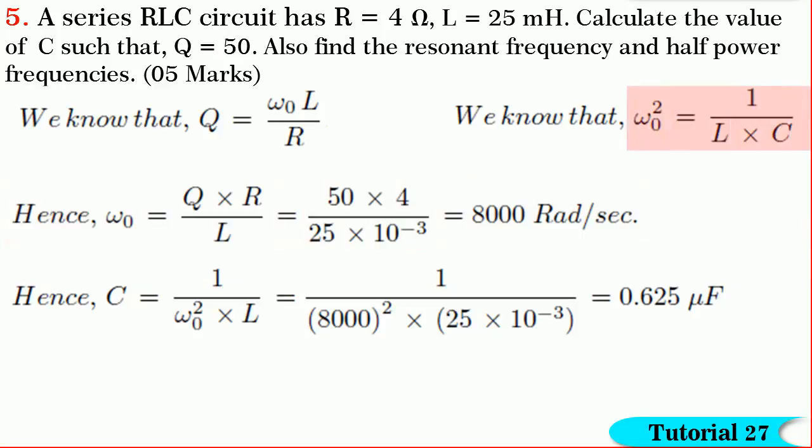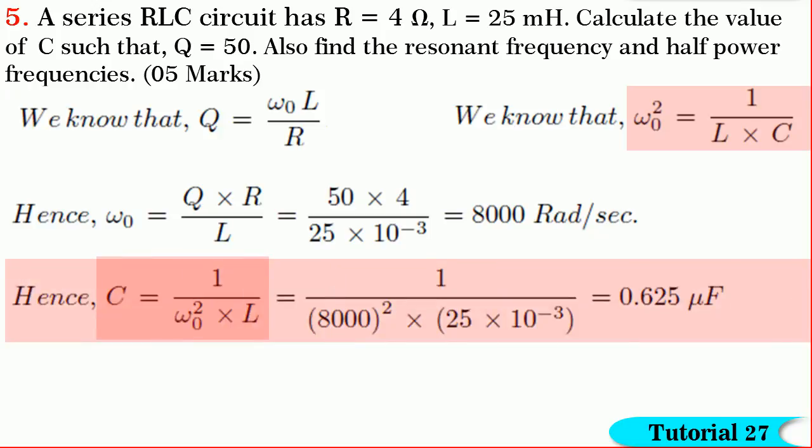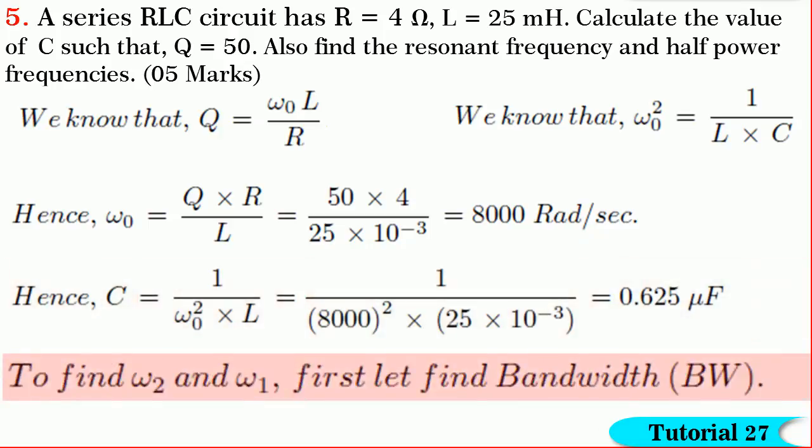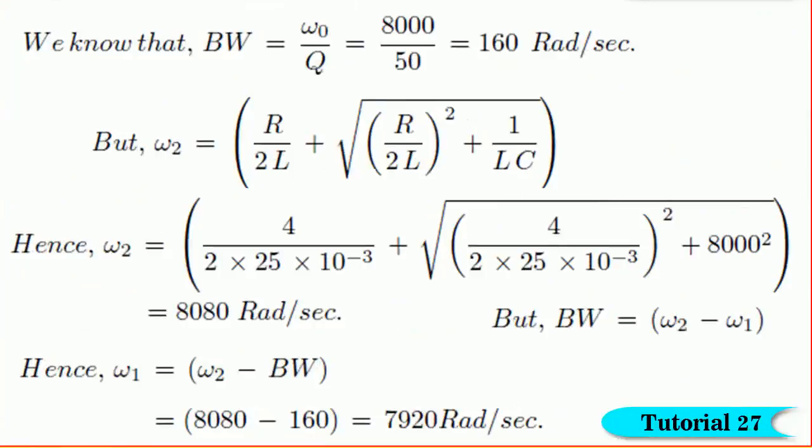Then, using omega naught square is equal to 1 by LC, we can find C. So, C is equal to 1 divided by omega naught squared into L, and substituting the values, you get C is equal to 0.625 microfarads. To find omega 2 and omega 1, first let us find the bandwidth. We know bandwidth is equal to omega naught by Q and that is equal to 8000 divided by 50, which will give us 160 radians per second.